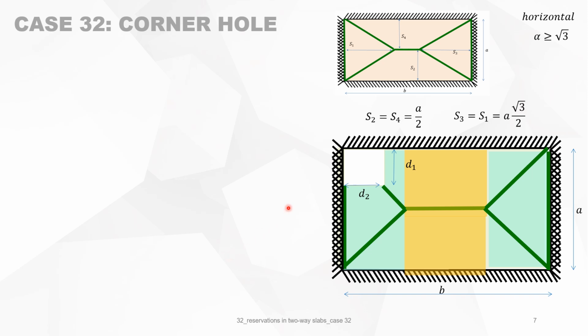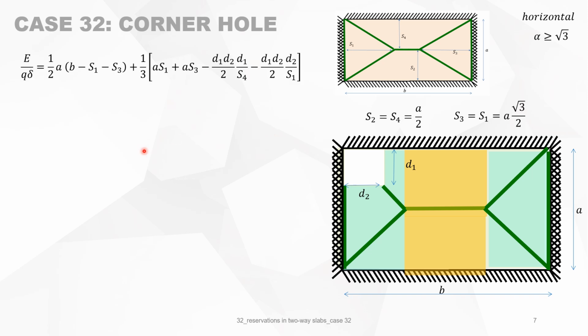we can now calculate for the horizontal case the work done by the external forces, which is for the orange part, the rectangles, A times B minus S1 minus S3, and then multiplied by the mean deflection, which is delta over 2.